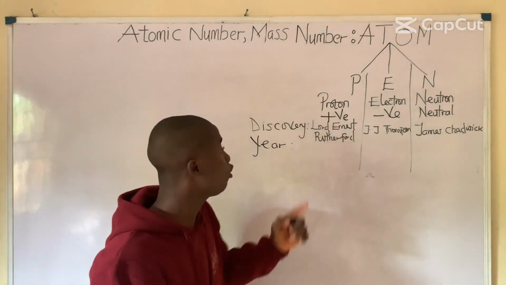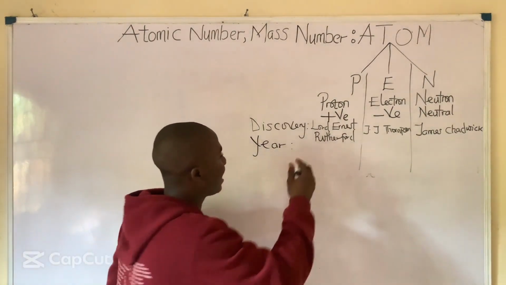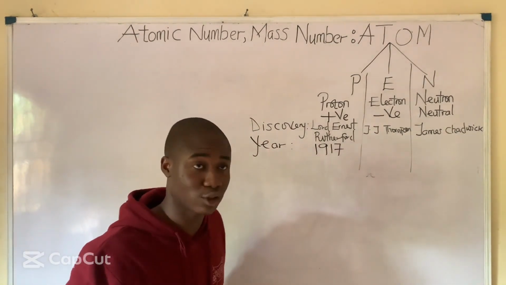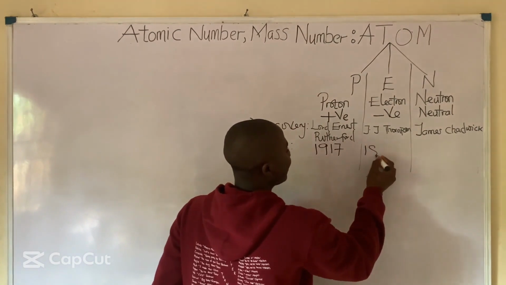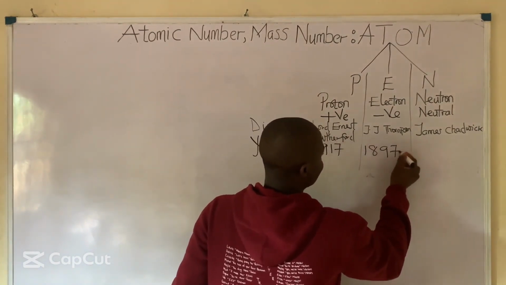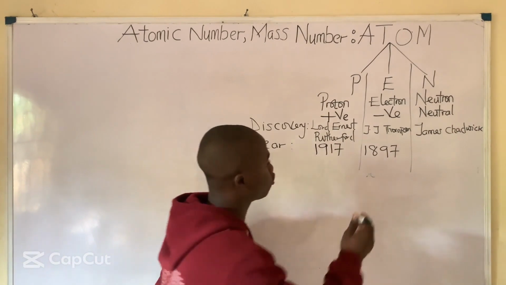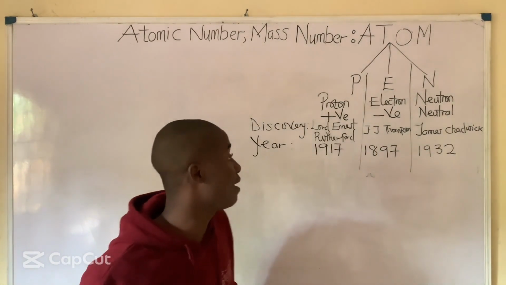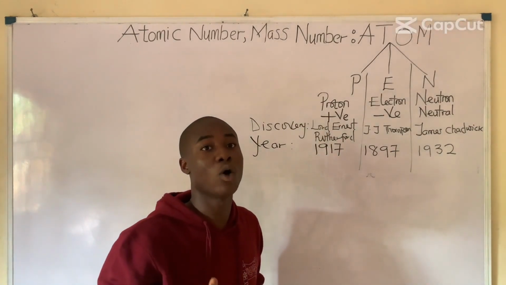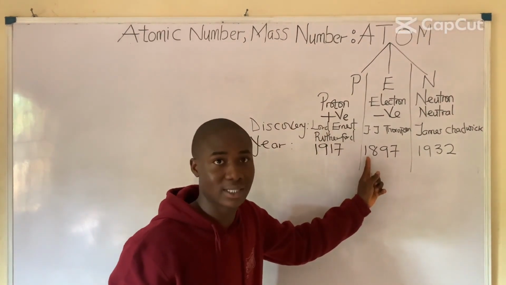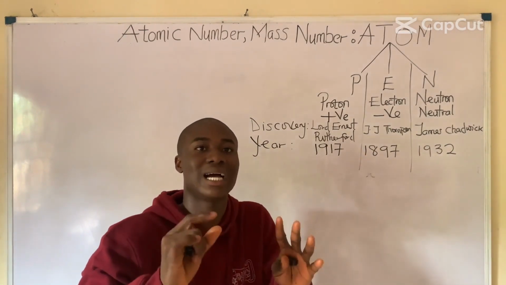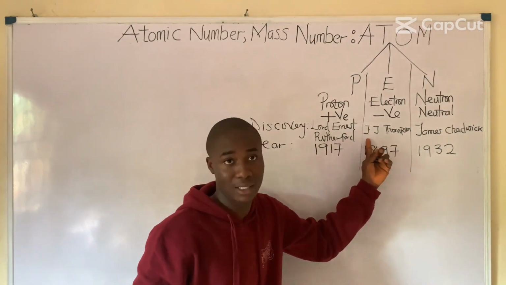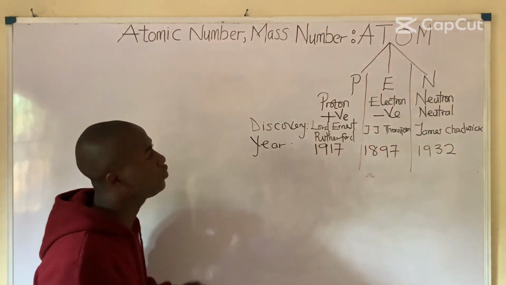The proton was discovered in the year 1917, whereas the electron was discovered in the year 1897, and lastly, the neutron was discovered in the year 1932. So if you observe, which of these subatomic particles was the first to be discovered? It was the electron. Electrons are basically the first subatomic particles discovered, they are negatively charged, and it was done by this man called J.J. Thomson. So all these must be noted.